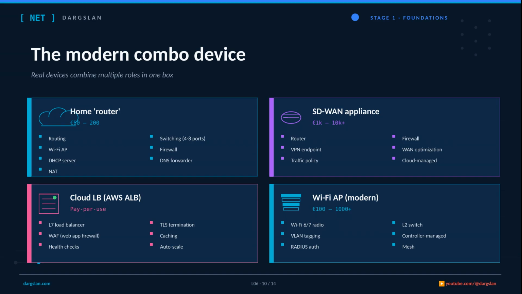An SD-WAN appliance bundles routing, VPN, and firewall with cloud management. An AWS application load balancer adds WAF, caching, and TLS termination on top of Layer 7 balancing. And a modern Wi-Fi AP often includes a built-in switch and VLAN tagging. So when you're identifying a device, don't ask what it is. Ask which layers it operates on and what jobs it's doing at each one.